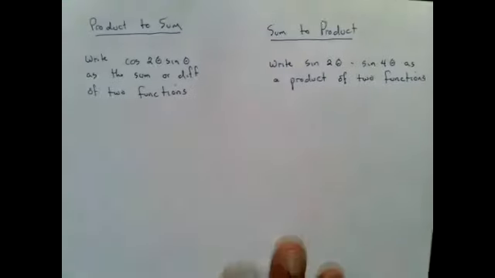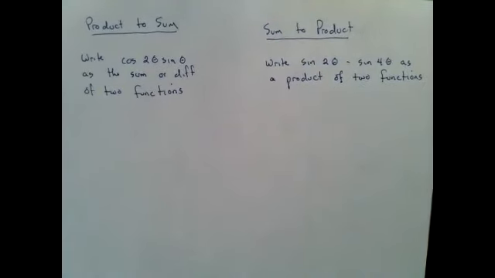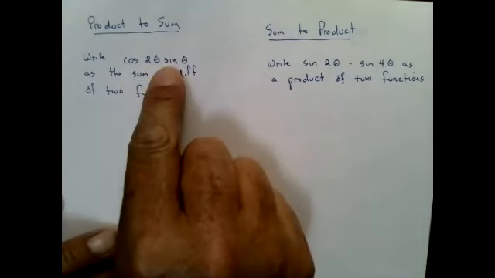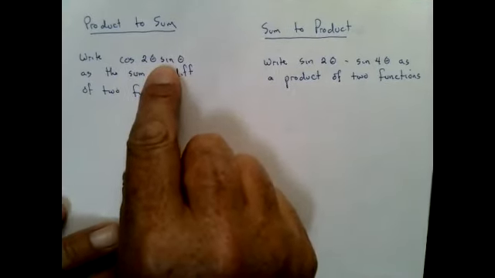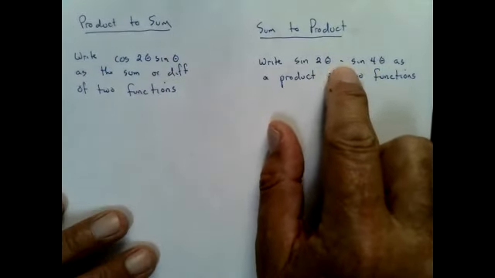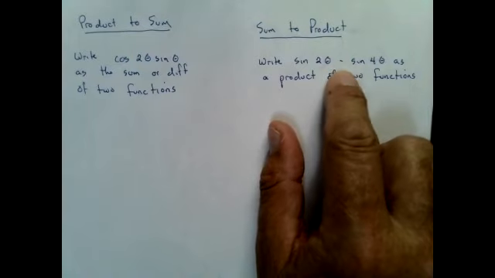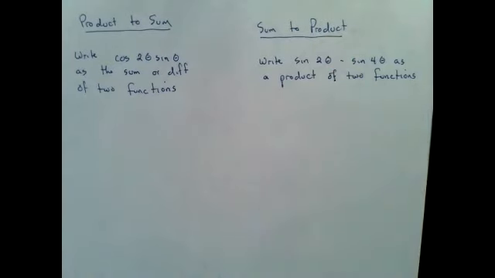Yes, last page. Product to sum and sum to product. Well, these are crazy ones, because here I have a product, and I want to rewrite that as a sum. And here I have, well, not necessarily a sum, but a difference, and I want to rewrite that as a product. How in the world do I do that?